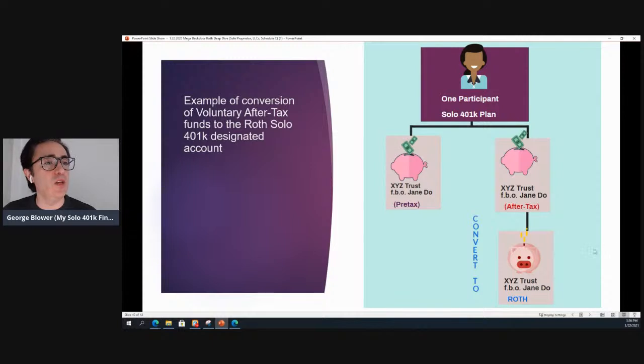This slide illustrates the conversion. In this scenario, you might have the person contribute pre-tax money to the pre-tax account, and then they want to put after-tax money into the after-tax account, and then it goes from the after-tax to the Roth. So this would be the scenario where the person first wants to maximize their pre-tax, and everything that's left over goes into the after-tax sub-account, and then they convert it to the Roth. It doesn't go directly to the Roth; it first goes to the after-tax account.